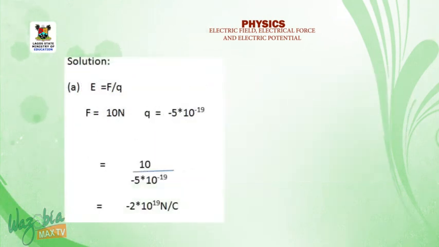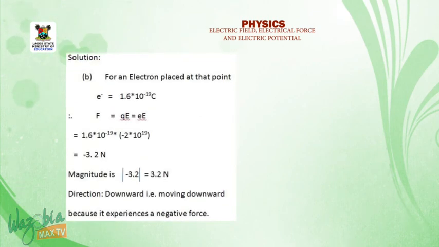Solution. E will be equal to F over Q, and the F is equal to 10 newton, where Q is equal to minus 5 times 10 raised to negative 19. If you substitute this value inside E is equal to F over Q, we will obtain 10 all over minus 5 times 10 to negative 19, and the answer will give us minus 2 times 10 raised to positive 19 newton per coulomb.